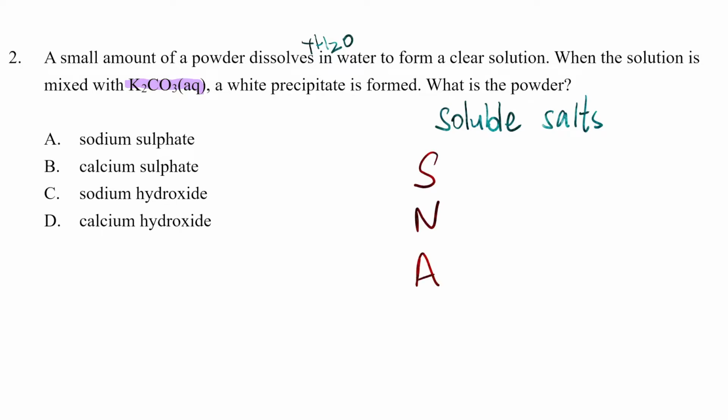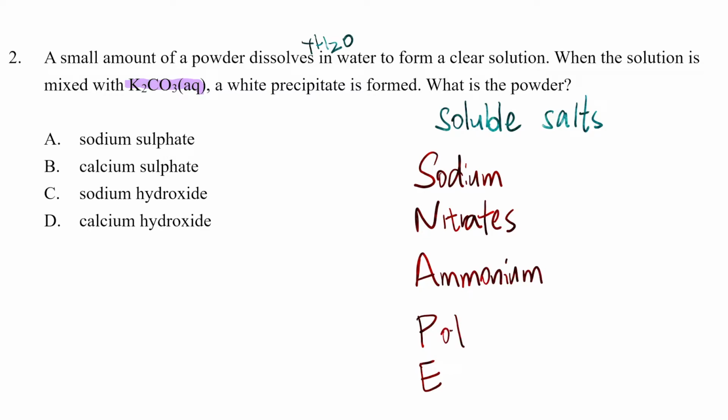Snape. The S stands for sodium. So all sodium containing salts, they are soluble. N stands for nitrates. A stands for ammonium salts. P stands for potassium salts. And E stands for ethanoic salts. So all of them would be soluble, so they can dissolve in water.